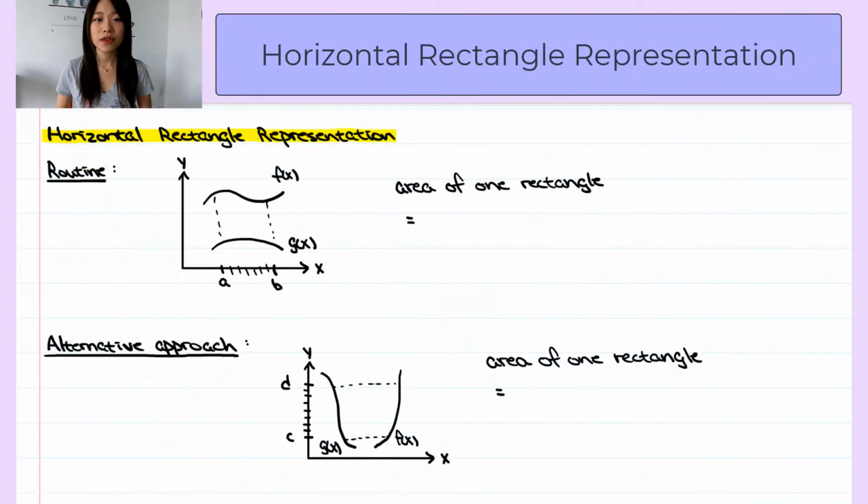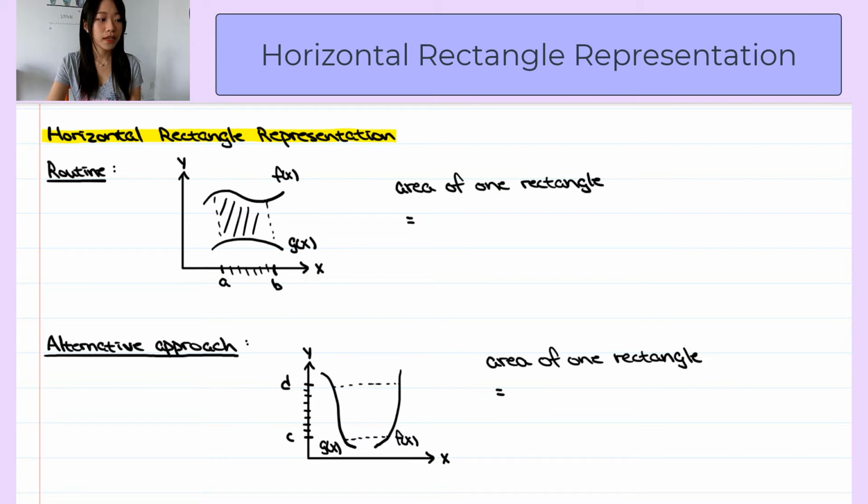Before we talk about the horizontal rectangle representation, let's do a quick recap. So the idea is, we want to find the area between curves over an interval a to b. And to do that, we split this area into smaller rectangles. For example, let's consider this rectangle. And the area of this rectangle is the height times the base. The height is the y value at the top minus the y value at the bottom. And the width of this rectangle is delta x.